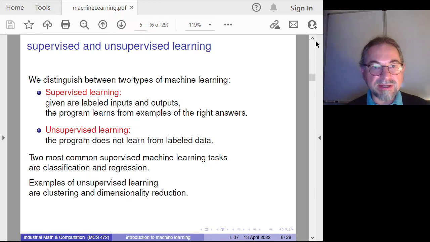Then there is the category of unsupervised learning, where the program does not have access to the answers. That is often the most interesting category, and in this course you could say that the learning experience you gain from computer projects is unsupervised learning.